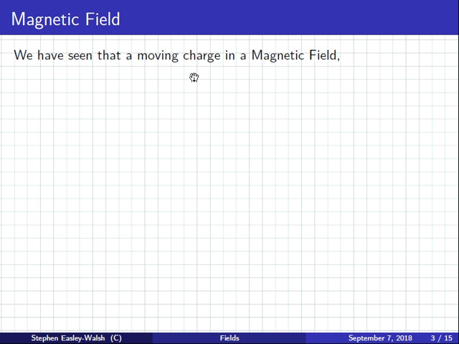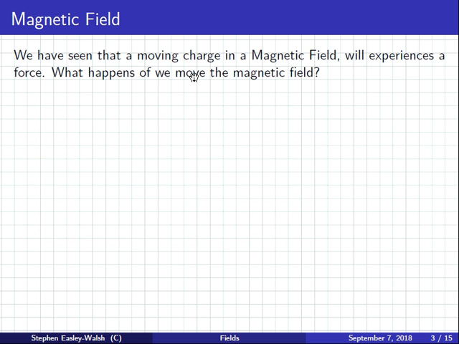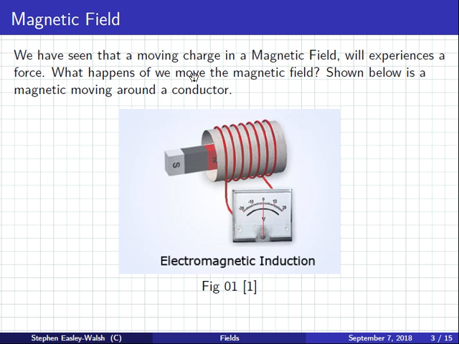So we've seen that a moving charge in a magnetic field will experience a force. What happens if we move the magnetic field? So here's, again, a simple experiment. You have a voltmeter, you wrap it around this copper pipe, and then you move a magnet in and out. And what you notice is that you actually get a voltage.